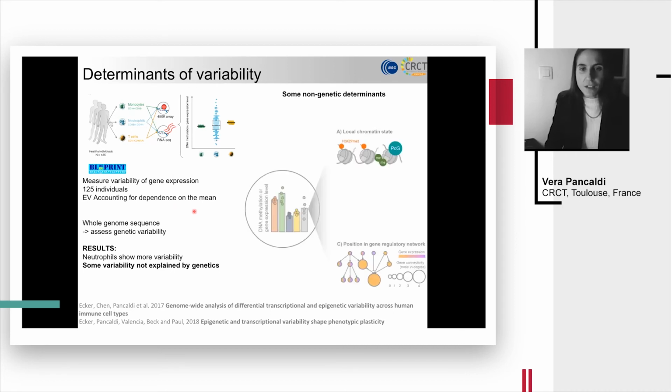So we also propose that some of the determinants of this variability could be related not only to the local chromatin state, which I think has already been discussed, not only to the position in a potential gene regulatory network, which I think has been mentioned for years now, but there could also be an impact of the 3D chromatin contact, not only the local one, but literally the global organization of chromatin, on variability.